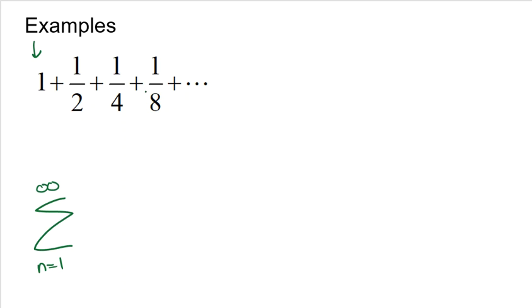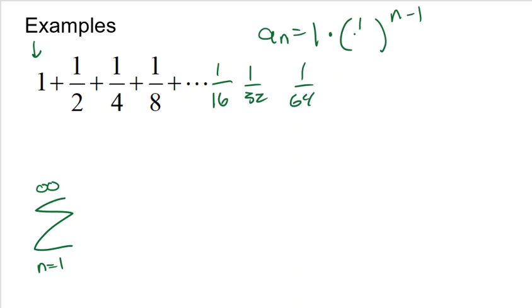So let's see. Now what I'm going to do is I want to find my geometric formula, right? So again, the geometric formula is the first term, 1, times the common ratio raised to the n minus 1. So what the heck's my common ratio? Well, what's happening here is I'm multiplying by 1/2. 1 times a half is a half. 1/2 times 1/2 is 1/4. 1/4 times 1/2 is 1/8. 1/8 times 1/2 is 1/16. And then 1/32. And then 1/64. So my common ratio is 1/2. So there's my formula, 1 times 1/2 raised to the n minus 1.